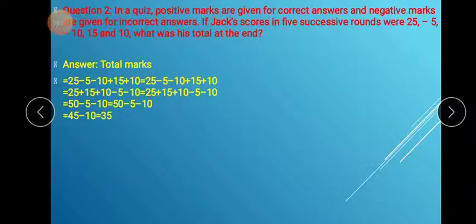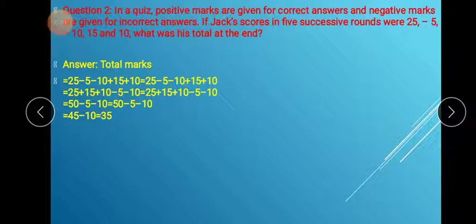So the 5 scores were 25, -5, -10, 15 and 10. So what was the total score of Jack? So total means what we'll do? We'll add all these marks. So 25, now see plus minus is minus, okay. Again plus minus is minus, plus 15 plus 10.